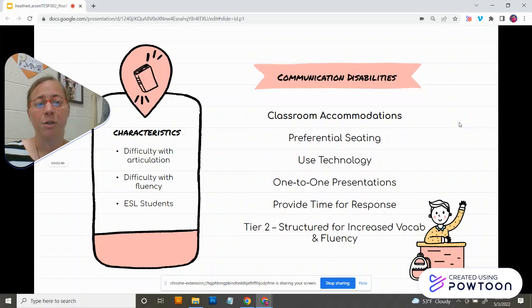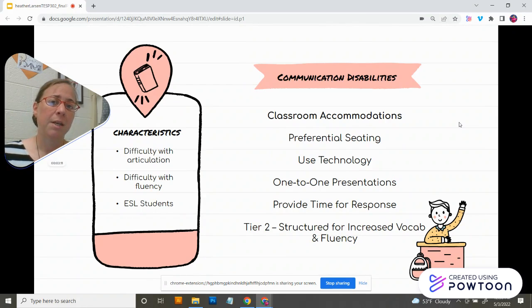Moving on to communication disabilities, these students might have difficulty with articulation or fluency, or they might be English as a second language students, ESL students who have just maybe immigrated to the area and they're learning how to communicate with the English language. So for these students, using technology or one-on-one presentations might be very helpful.